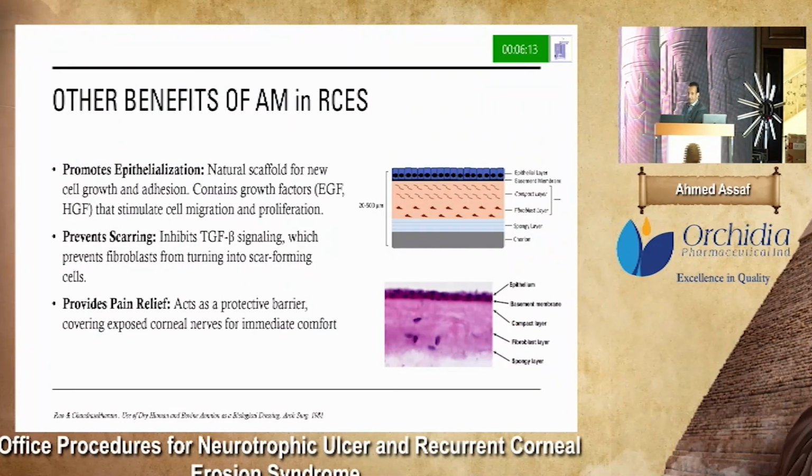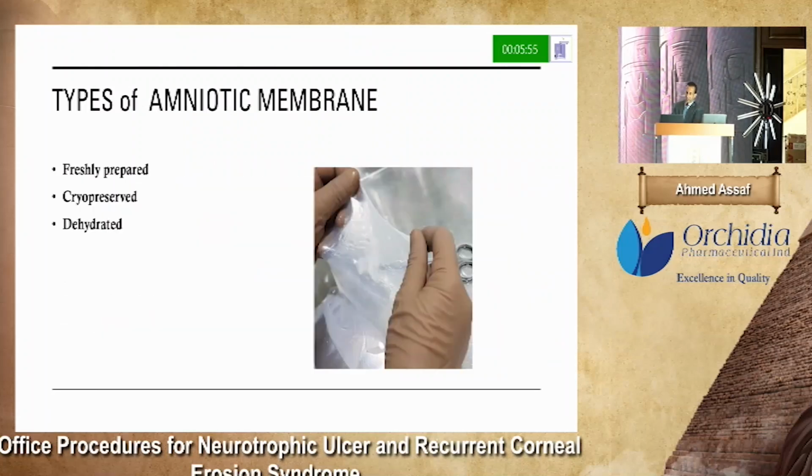As you know, other factors for the amniotic membrane in recurrent corneal erosion syndrome include, of course, growth factors that promote epithelialization and act as a scaffold for epithelialization, and prevent or minimize pain by acting as a scaffold on the affected or denuded corneal surface. The types of amniotic membrane can be freshly prepared, cryopreserved, or dehydrated.